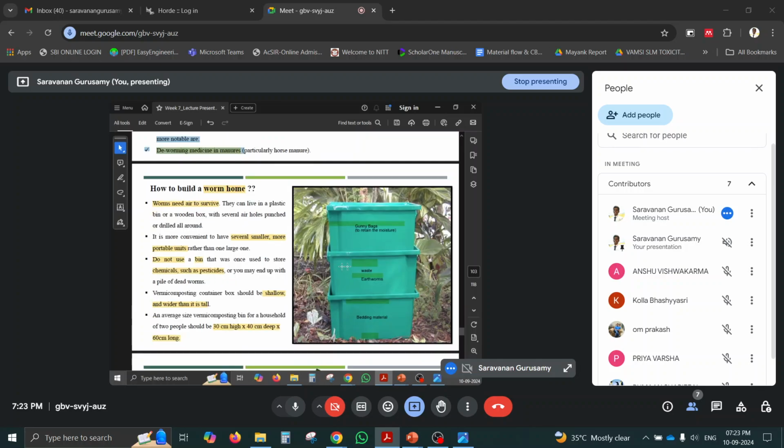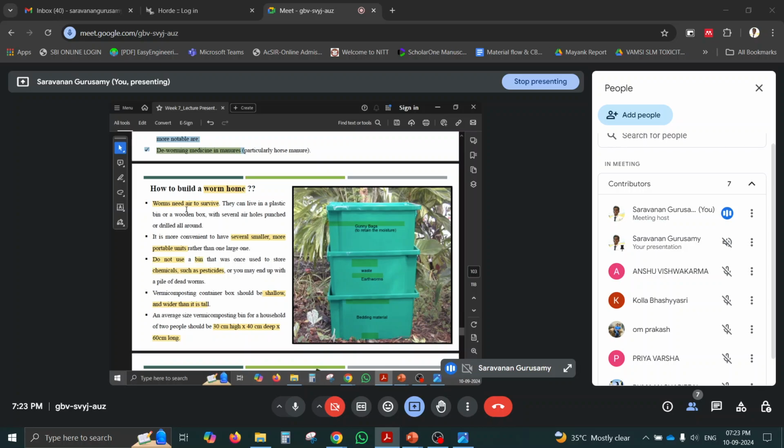How to build this worm home? We can use this type of stacked trays. First will be the bedding material. Second will be the waste mixed with the earthworms. What is the organic waste? Kitchen waste mixed with the earthworms. Then on top of that we can use gunny bags to retain the moisture. So this type of stacked trays we can use.